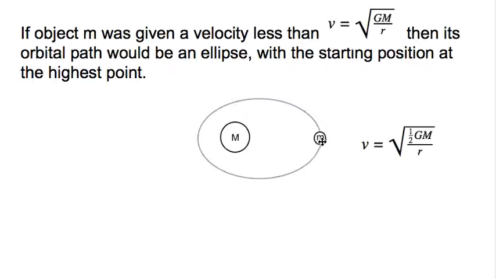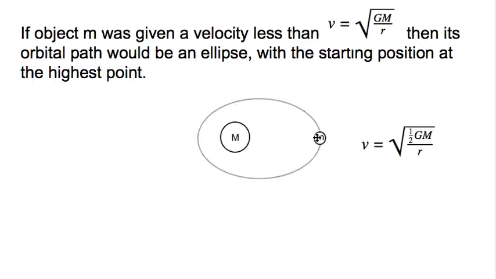So in this case, I just said I'm going to make this equal to 1/2 of GM over r squared. So I basically pushed it a little bit slower, and it didn't make it all the way around. Notice it comes back to where it started, but if it has less than enough velocity to make a circular orbit, it makes an elliptical orbit, and in this case the initial position of the orbiting object is at the high point in the trajectory.